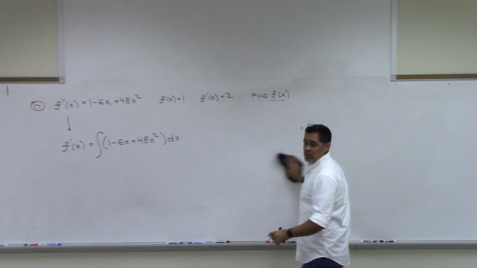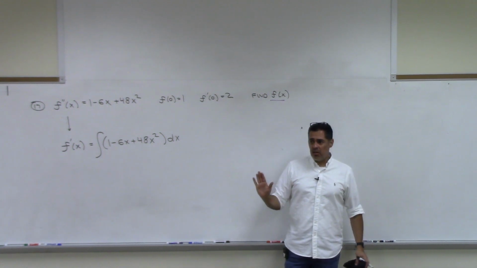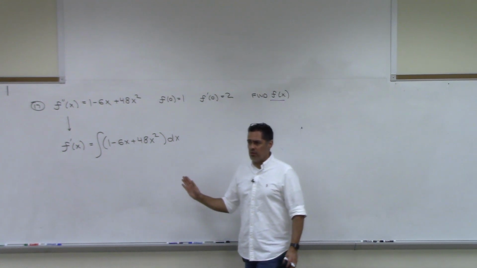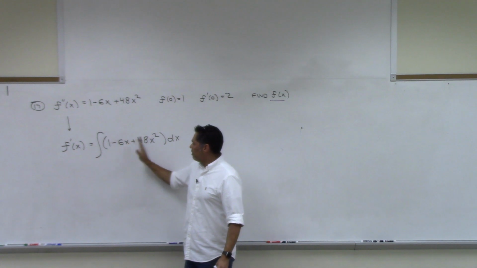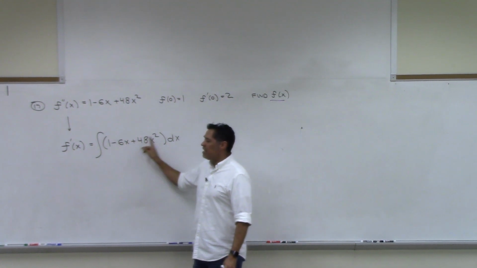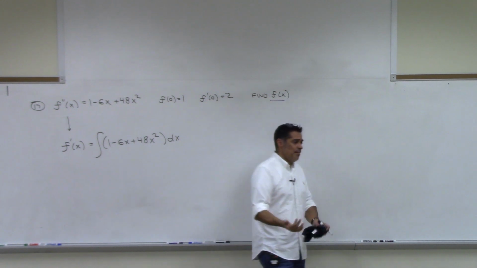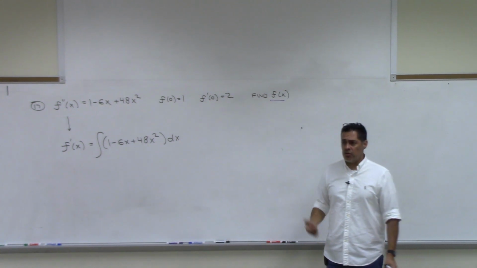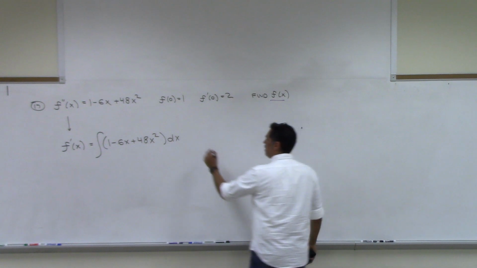Now that antiderivative is going to be clean. This is not U substitution, because you have three terms separated by addition and subtraction. Each one of these is either a constant or some x to a power. So we should be able to go backwards pretty clean.